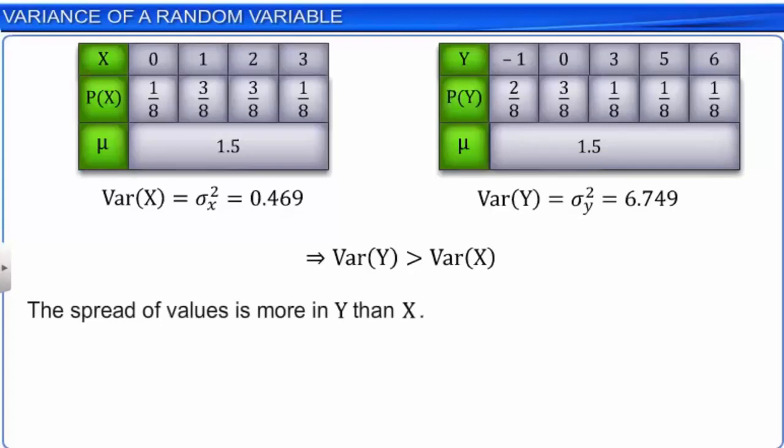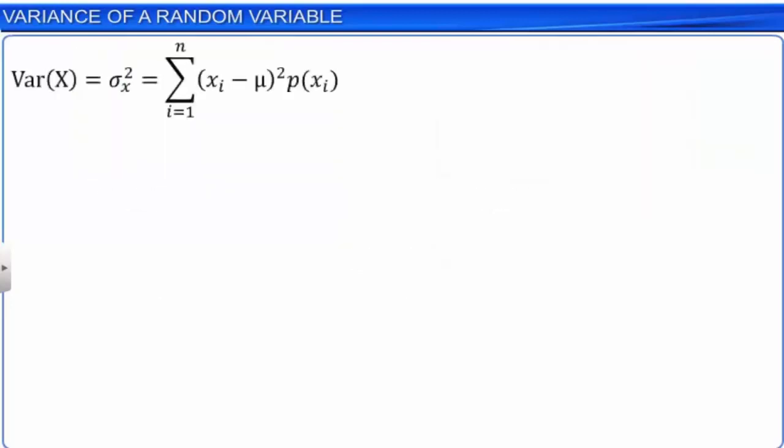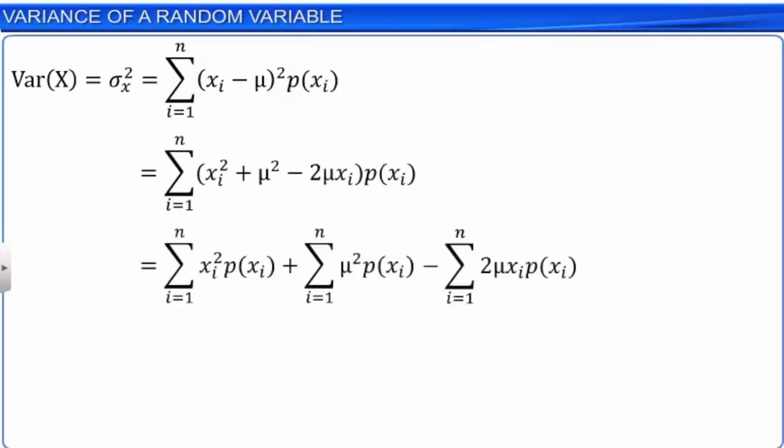Now, we'll expand (xi minus mu) whole squared. On simplifying, we get the expression as shown. Since mu is a constant, we take out mu squared in the second term and 2 mu in the third term in the summations.